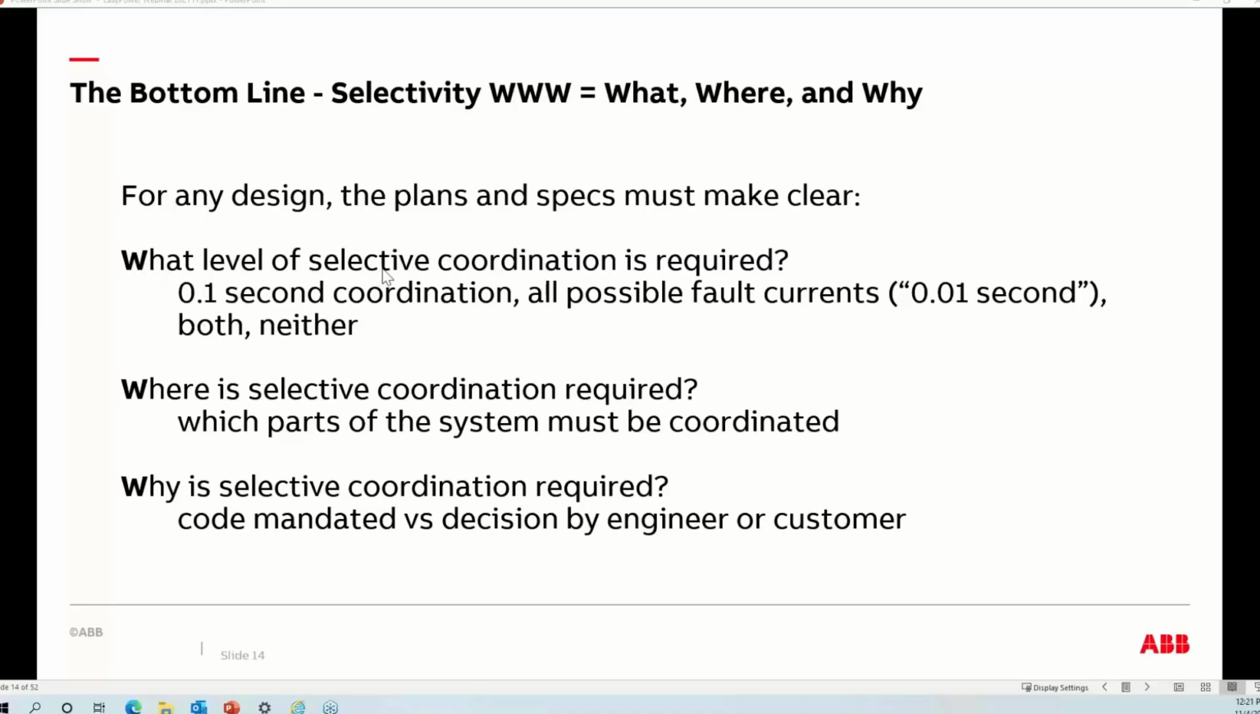So what level of coordination is required? What definition are we using? Is it 0.1 second? Is it all possible fault currents? Again, the formal definition in Section 100 of the code, versus what we informally call 0.01 second coordination. Could it possibly be both or neither? That should be very clear and quickly discernible.